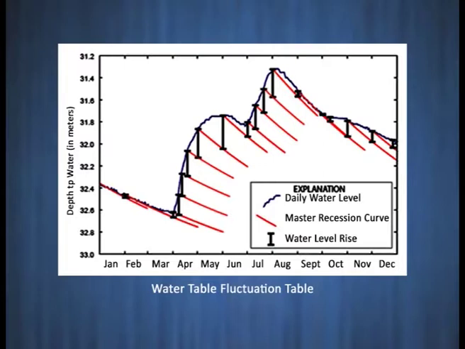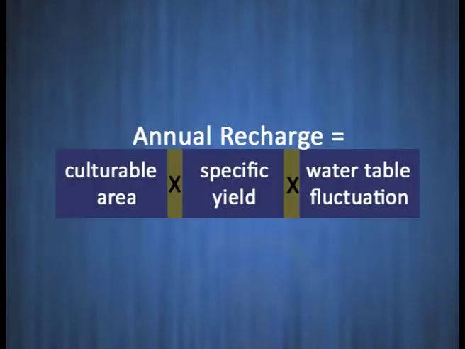Water table fluctuation is very important, and from this you can determine the recharge. If you have a water table fluctuation map, you can get the annual recharge that took place. By the formula, annual recharge equals culturable area times specific yield times water table fluctuation. It will give you the annual recharge. So, annual recharge is very important in the management of groundwater. Now, the next method is the rainfall method.